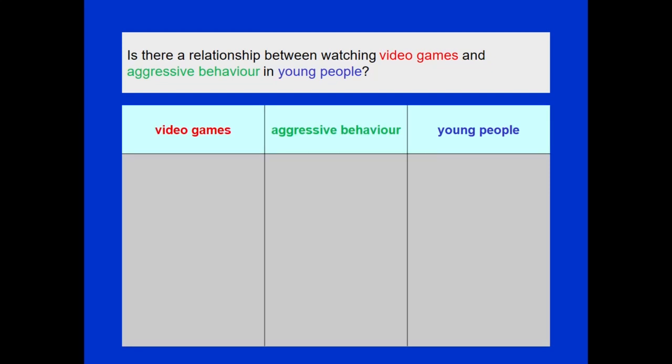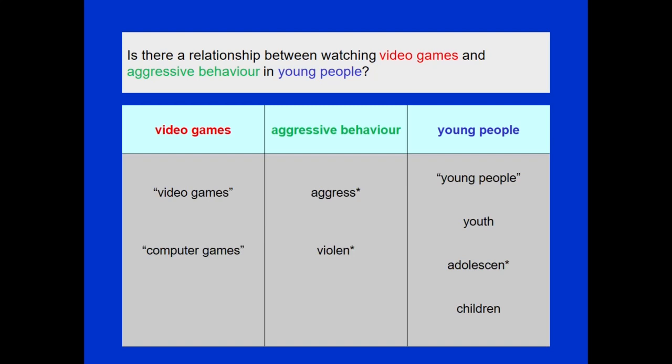And here I've put these three terms at the head of three columns, so I can think of alternative keywords for each of them. For video games, I could also use computer games. Both are phrases, so I've put inverted commas around them. For aggressive behavior, I could use single words like aggression or violence. In both cases, I've truncated the words so that I can find, for example, aggression, aggressive, and so on.